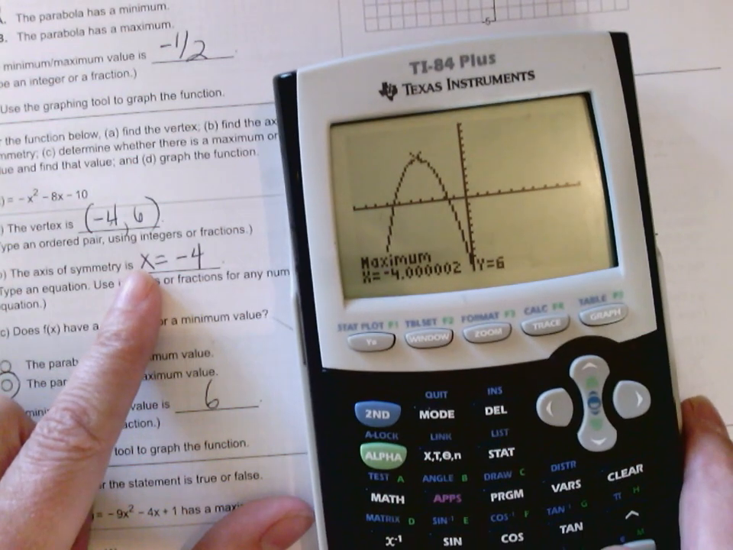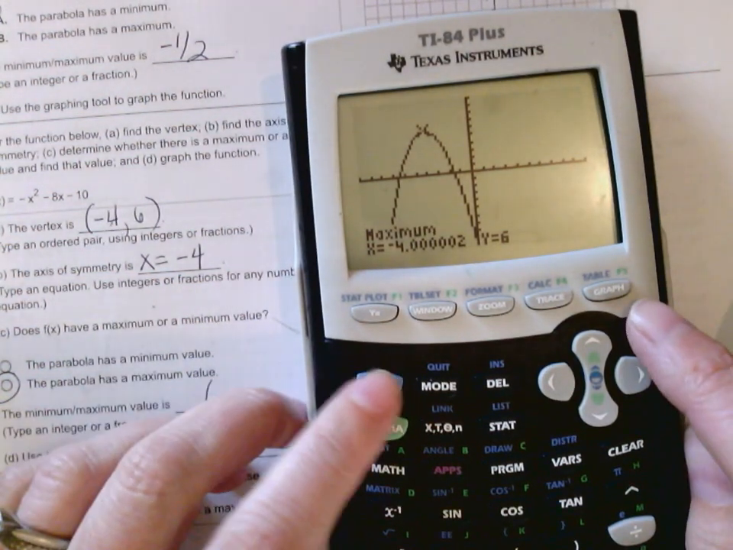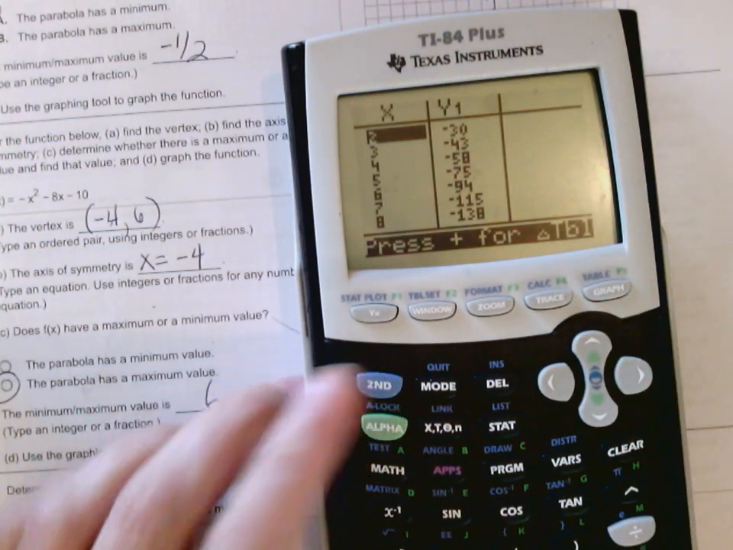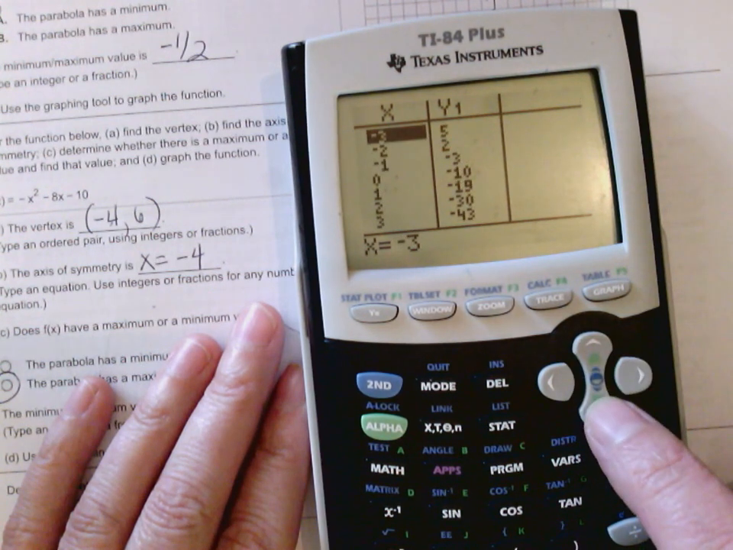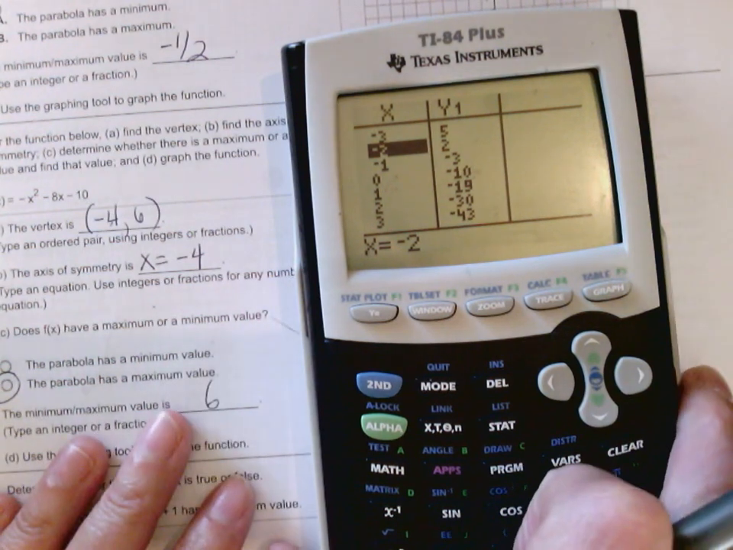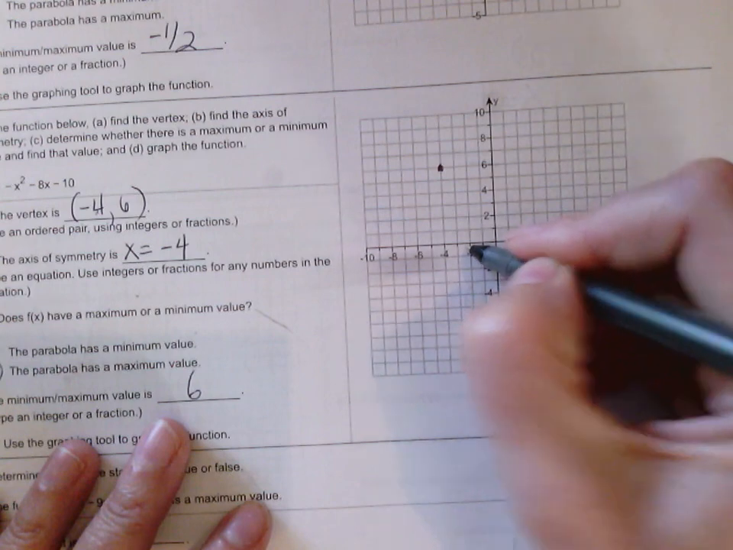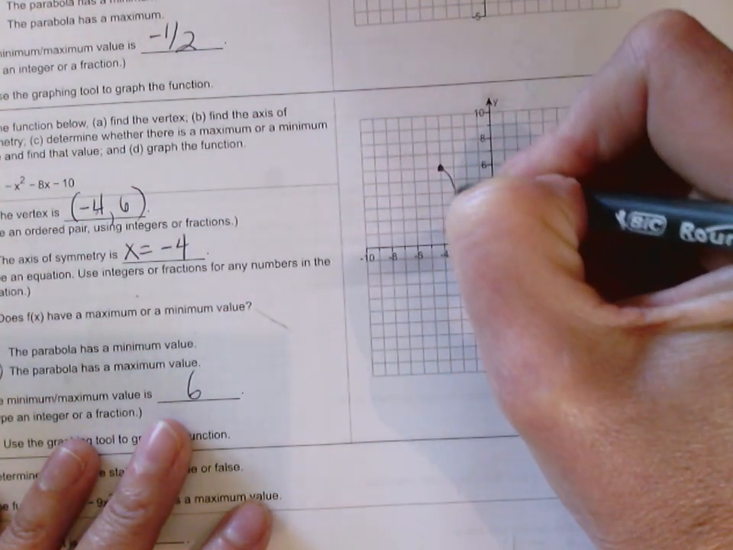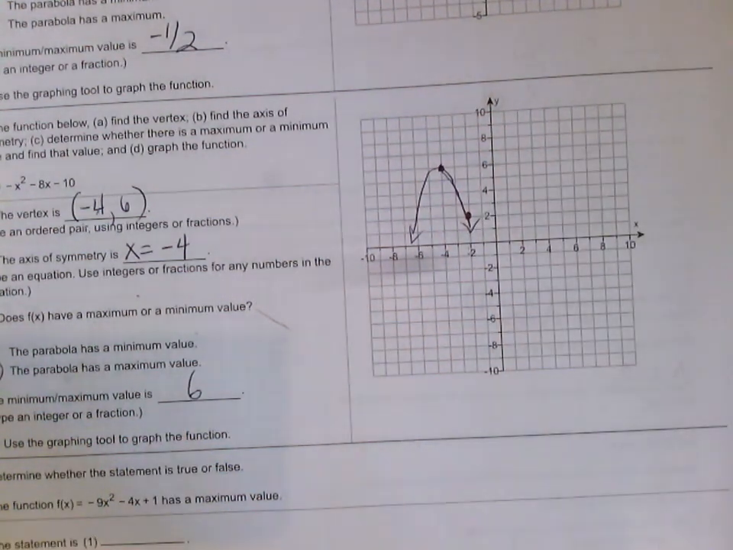Remember, you've got the function in your y equals. So if you want another point, just hit second table. There are all the points that you need. Now remember, you're putting this on a graph, so let's find something that'll fit on our graphs. For instance, -2, 2 could be another point. Once you put that second point, it'll finish drawing the parabola for you.